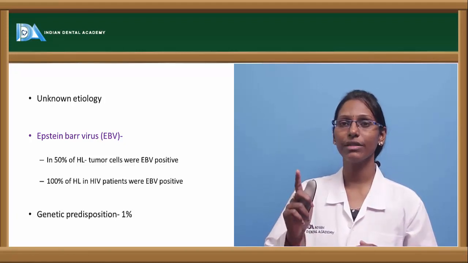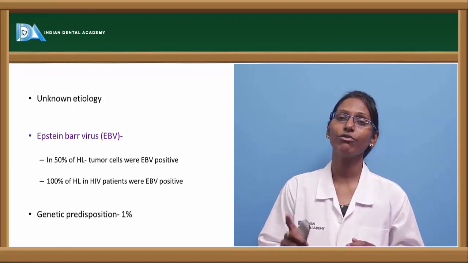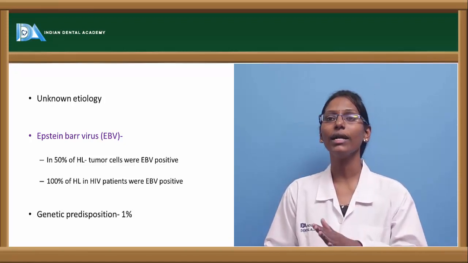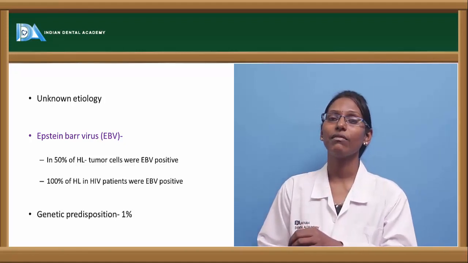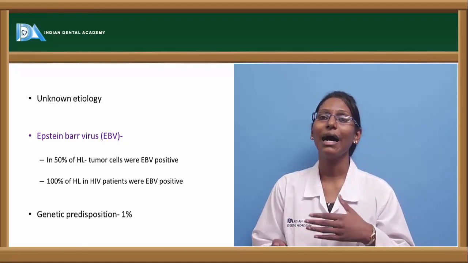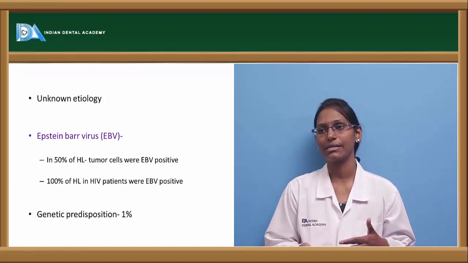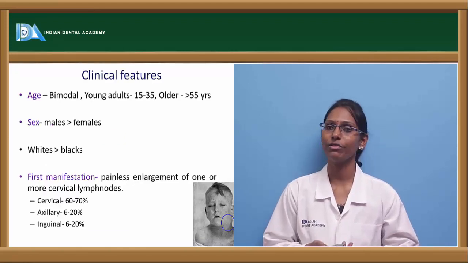HIV patients with Hodgkin's lymphoma are Epstein-Barr virus positive. About 50% of Hodgkin's lymphoma patients with non-HIV conditions are Epstein-Barr virus positive. That means the relationship of Epstein-Barr virus with lymphoma is highly matched, that means it is more prevalent in these lymphoma cases. And genetic predisposition is around 1% in lymphomas.